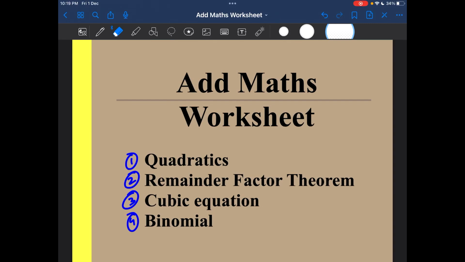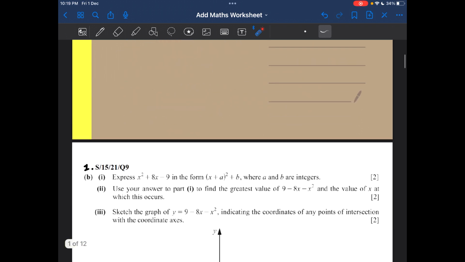In this video, I'm going to discuss one of the AdMaths worksheets, and in this worksheet, I'm going to discuss the problems that are related to these four topics. Number one is quadratics, then we have the remainder factor theorem, and then we have cubic equations, and then we have the binomial theorem as well. So let's start this worksheet now.